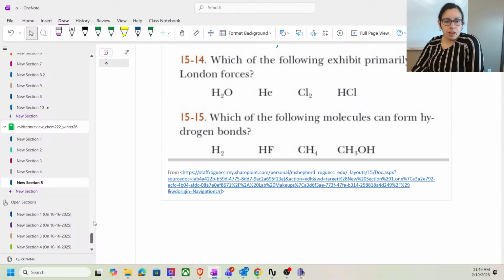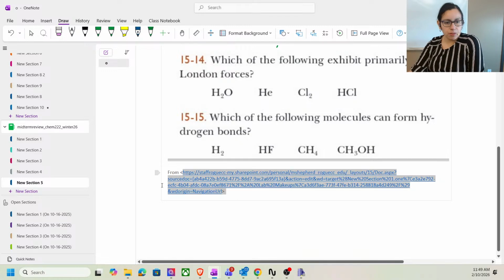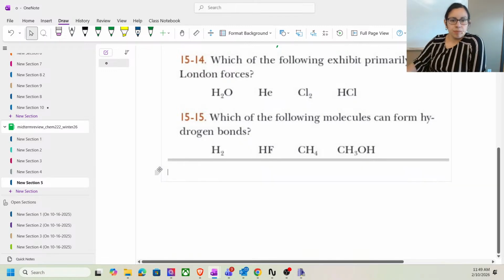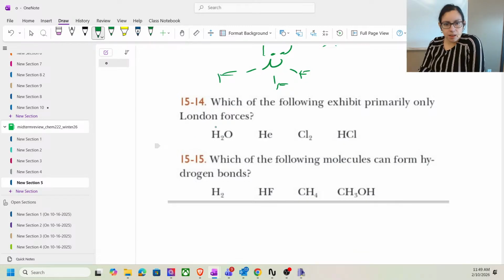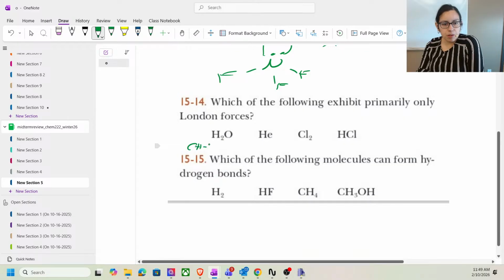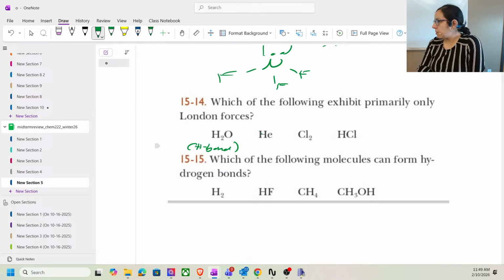Which ones have London dispersion forces? So taking a look, water, is that dominated by London dispersion? So no, that'd be hydrogen bonding. Helium, is this dominated by London dispersion? So yes, that's all it has. So going back to the mass argument for the boiling points of gases. What about chlorine?